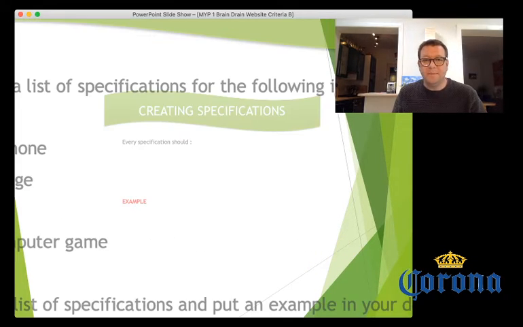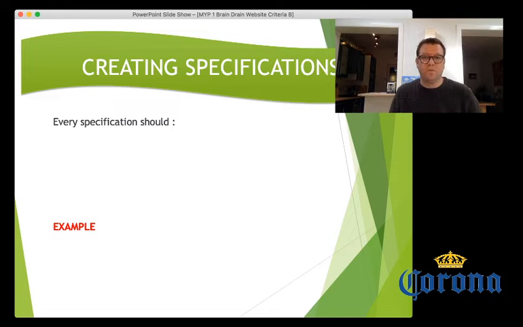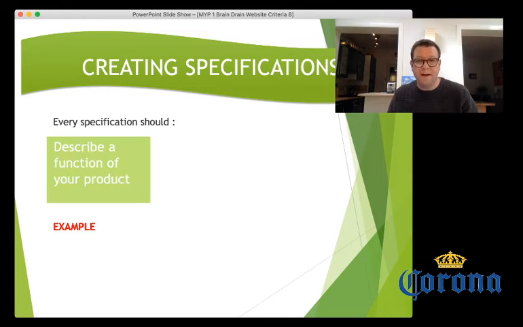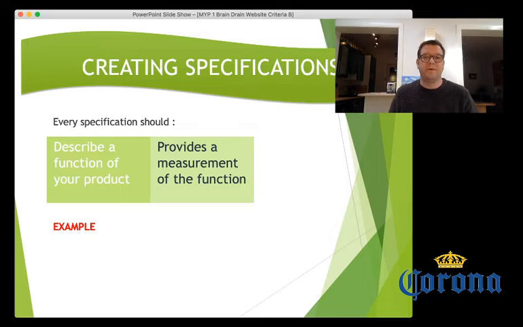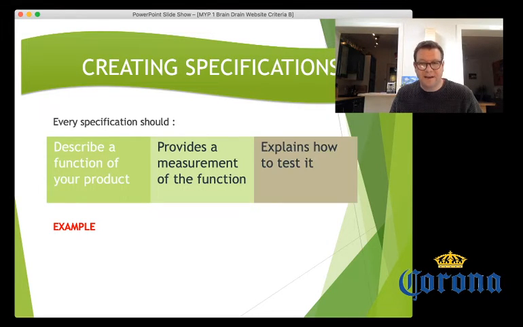Okay, now what is a specification? What specification are you going to be making for your website? Now, if you can remember, every specification should have a number of things in it. It should describe the function of your product. So what does your product do? Also, you should give a measurement of the function and explain how to test it. And this should be based on research.